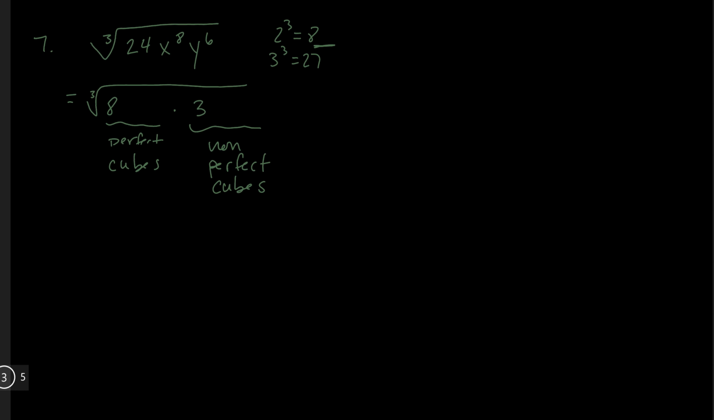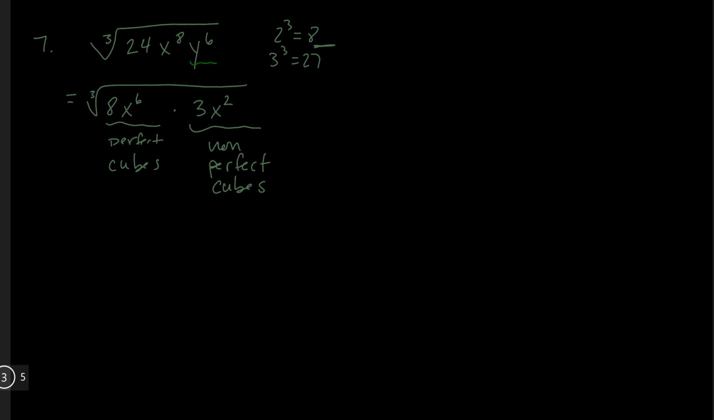Now x to the 8th is not a perfect cube, because again, 8 divided by 3 doesn't go in evenly. So we're looking for the next number below 8 that is divisible by 3, which would make the exponent a perfect cube. In this case, that would be x to the 6th. X to the 6th times x squared is x to the 8th, but we'll leave the x squared, the non-perfect cube factor, on the right side.